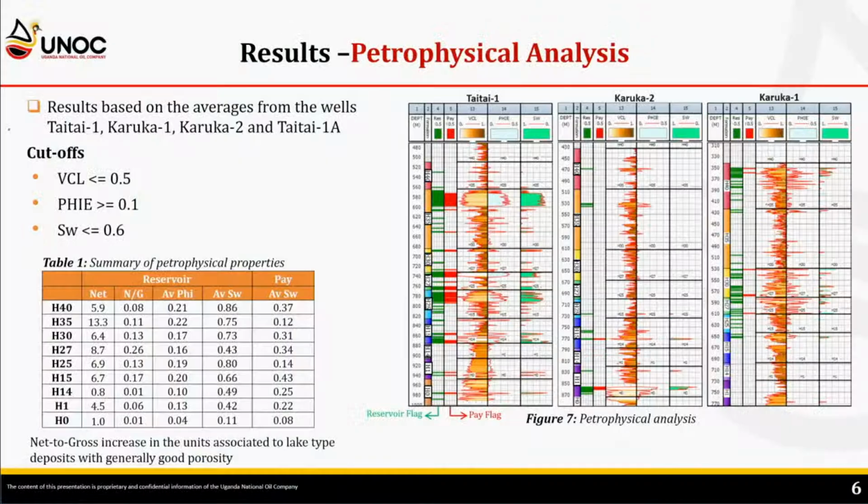And as you can see on that table, the reservoir sections H15, H25, and H27 appear to have high net to gross, high saturation, and also a reasonably high pay. This is associated with Tai 1, but also moving right is Karuka 2 and also Karuka 1. Those are the main reservoir sections, of which hydrocarbons were encountered in H15 and H25 of the Tai 1.